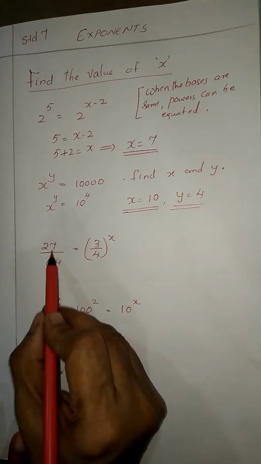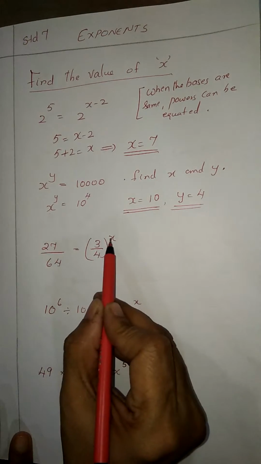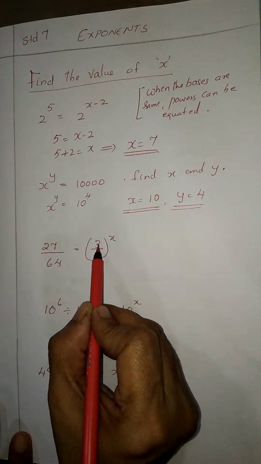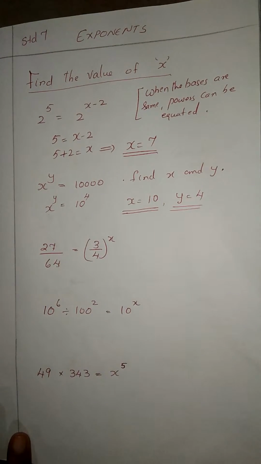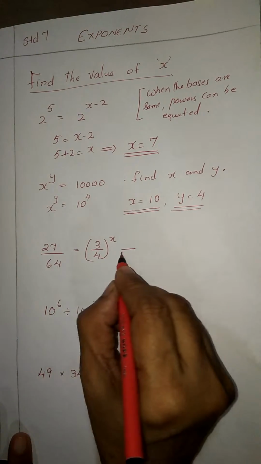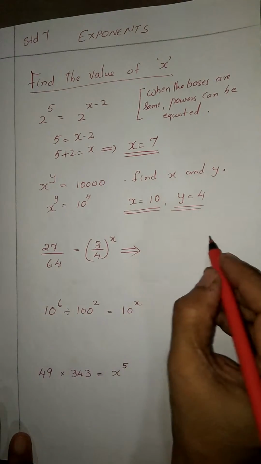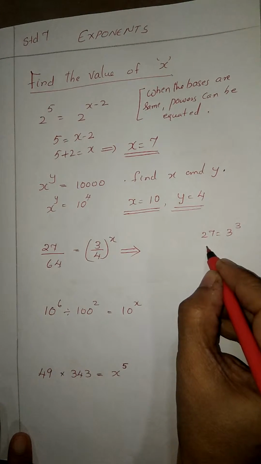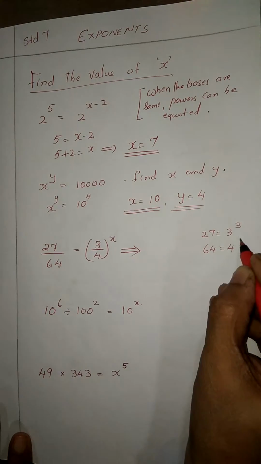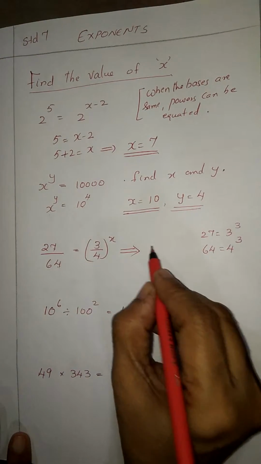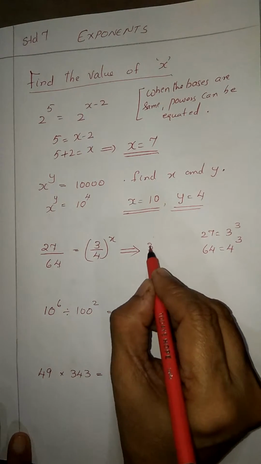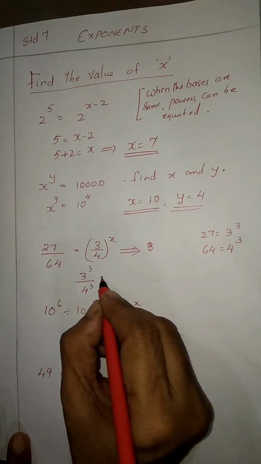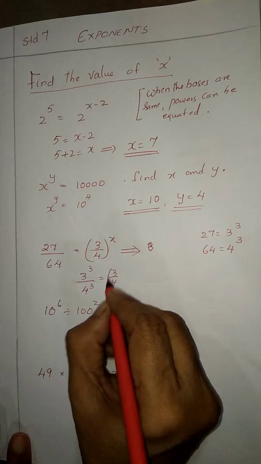So here 27 by 64 is equal to 3 by 4 to the power of x. We will convert 27 and 64 into 3 by 4. 27 is 3 cube and 64 you can write as 4 cube. So we will write this as 3 cube by 4 cube is equal to 3 by 4 to the power of x.